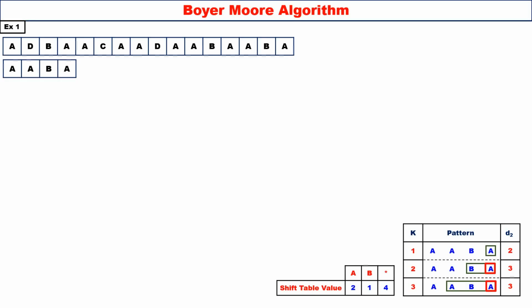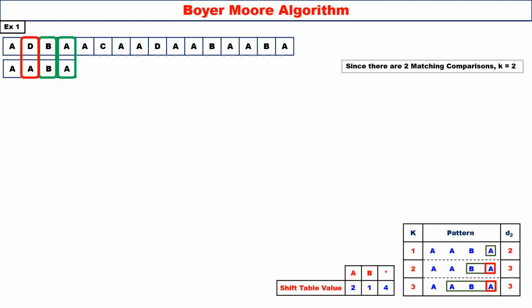This is our main string and this is our substring for which we created the shift table value and the D2 value. Let us do the matching now. A and A are matching, very good. B and B are matching, very good. But A and D are not matching. So how many matched comparisons? Since there are two matched comparisons, K is equal to 2.